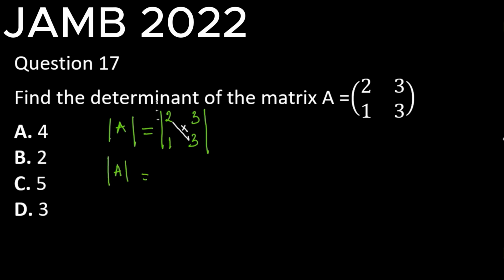So 2 times 3, we have 6. Okay, the other diagonal, we multiply it again. That is 3 and 1. 3 times 1 gives us 3. So that's how to find the determinant of a 2 by 2 matrix. Okay, 6 minus 3 is equal to 3. Option D is the answer.